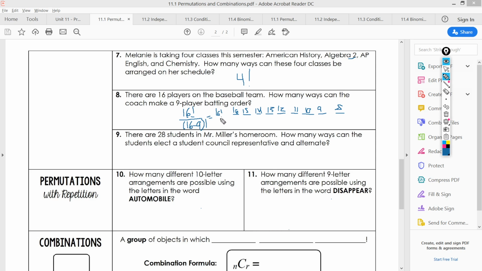And if I do 16 minus 9, what do I get? This is now 16 factorial over 7 factorial. Well, if I divide by 7 factorial, I get rid of everything 7 and less, right? So if I have 8 here, 7 and less got cut out, that's my end. So multiplying this together is the same thing as doing this math right here.